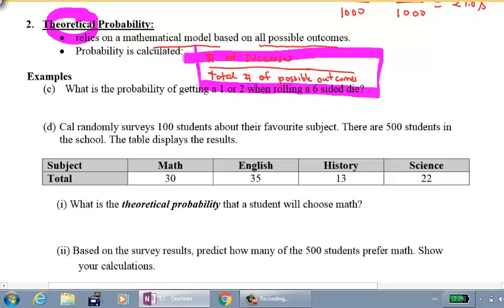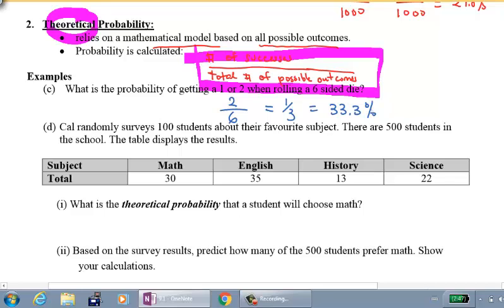So, example C here is, what's the probability of getting a 1 or a 2 when rolling a 6-sided die? We'll count the number of possible successes, a 1 or a 2, so there are 2 possible successes. And when you roll a 6-sided die, there are 1, 2, 3, 4, 5, 6 different options, or 6 possible outcomes. So your fraction is just 2 out of 6, which reduces to 1 out of 3, and if you want a percentage, that's like 33.3%.